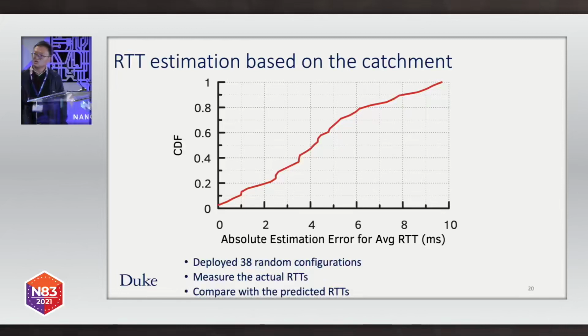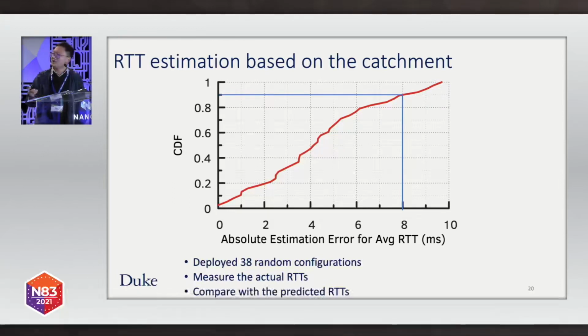So with all the total order we have just discovered, it will allow us to do a precise round trip estimation for those 15 different clients. In this graph, we show what the absolute estimation error looks like. In this experiment, we deploy 38 different random BGP configurations, which means different subsets of the Anycast sites. We deploy them and measure the actual round trip time, and we compare it with the predicted round trip time.